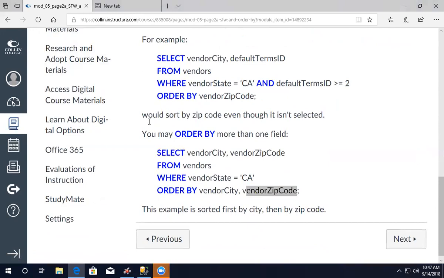Yeah, because the order by goes in the order that you name them. I'll remute you guys in a minute. Order by vendor city is always first. After it sorts by city, within the city, it sorts by vendor zip code. So there's no and or there. You could use and or. And or applies to the where line. That's the only place we'll use it now. So if I said vendor state is California or the default terms ID is 2, I would get Texas if it had a default terms ID of 2.